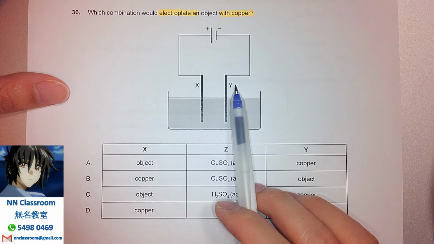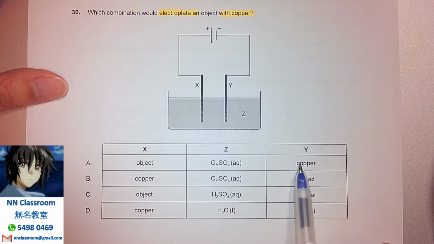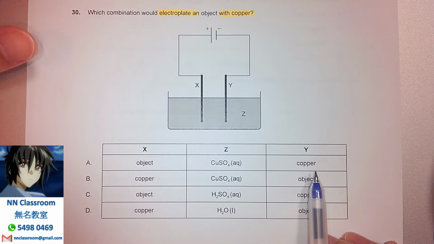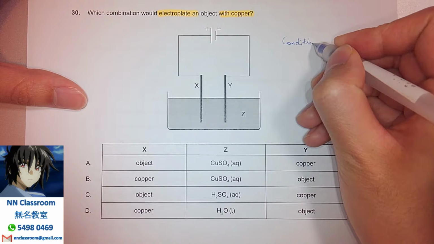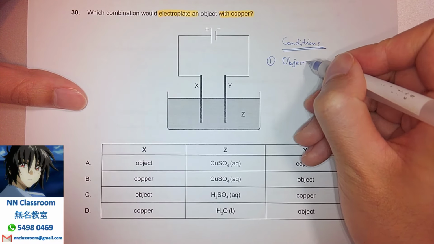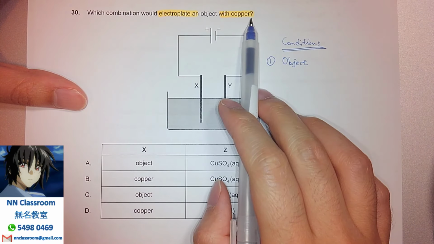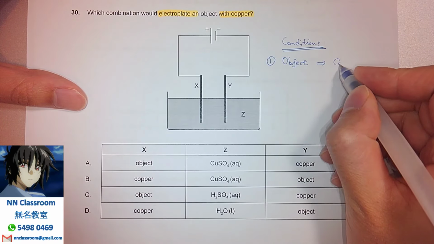Given X, Y, and Z, you are going to choose what materials can be used for X, Y, and Z. So mind you, remember, this actually talks about the conditions for a successful electroplating. Basically, we have 3 conditions that are exactly asked by this question. The first point is that our object to be plated, in this case plated with copper or just any other metal in the future, must be the cathode.